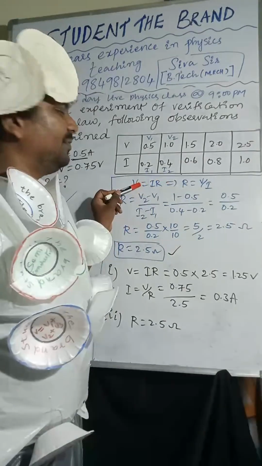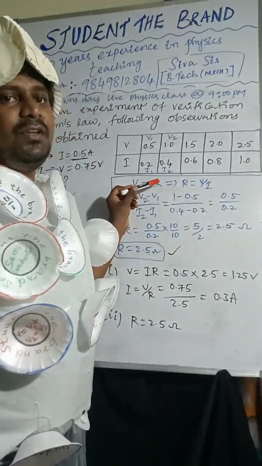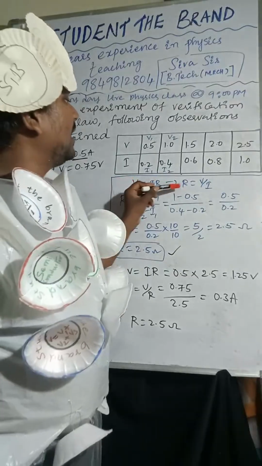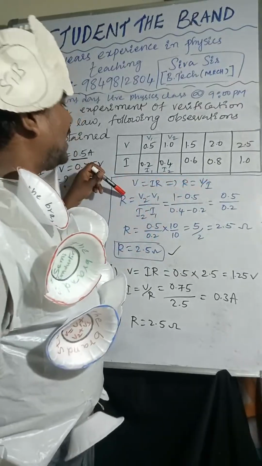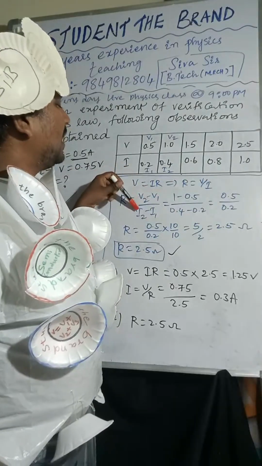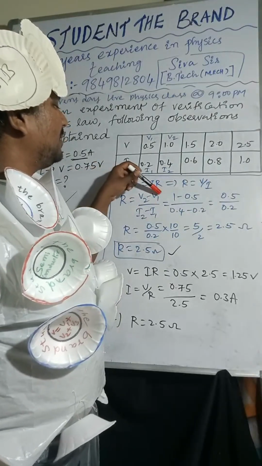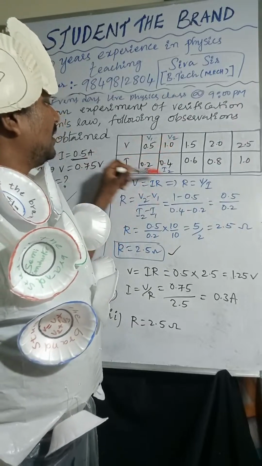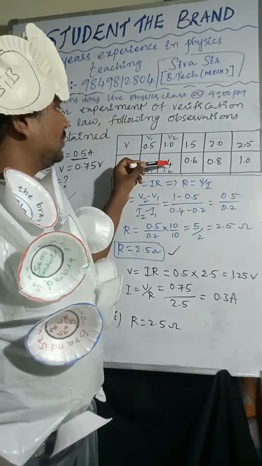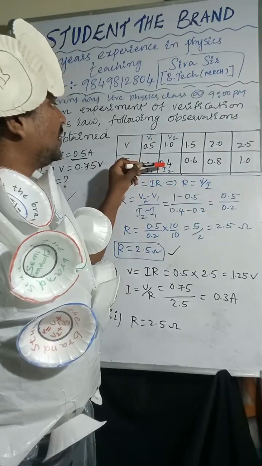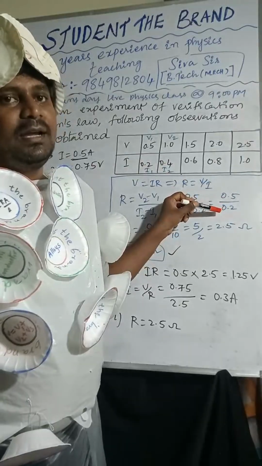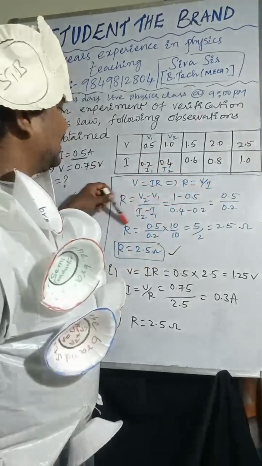From Ohm's law, V equal to IR, so R equal to V by I. So R equal to V2 minus V1 by I2 minus I1. That is 1 minus 0.5 by 0.4 minus 0.2. So 0.5 by 0.2, and if you solve it, you will get 2.5.